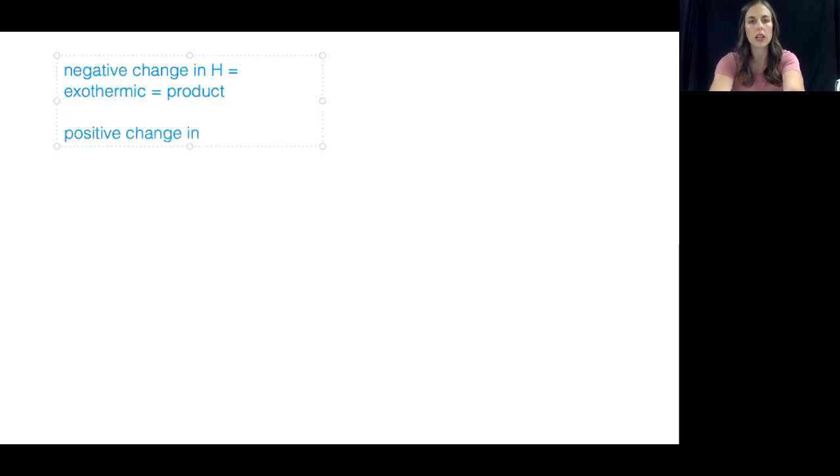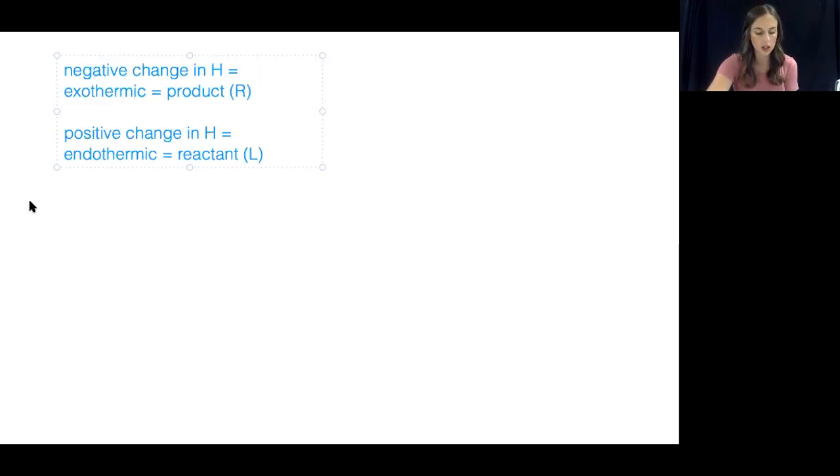So I'm just going to write on top a little tip while we're doing these. Negative change in enthalpy is going to be exothermic, which is going to be a product. I mean, energy is going to be a product. If I have a positive change in enthalpy, that means I'm going to have an endothermic reaction, which means energy is going to be a reactant. I'm going to put L for left side of the equation, and here I'll put R for right side of the equation. Okay, that's a little tip to help you out.